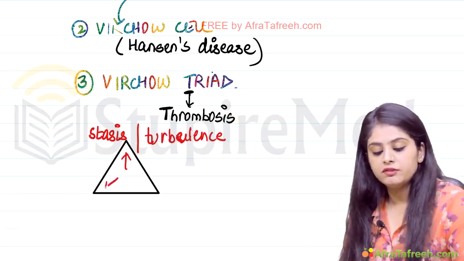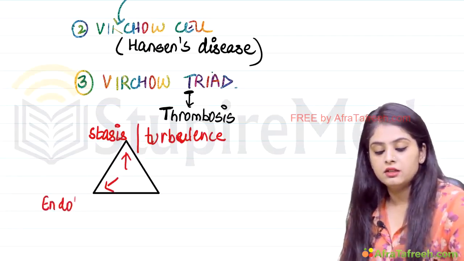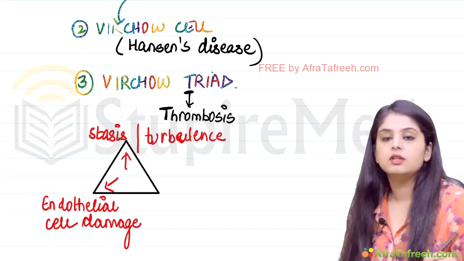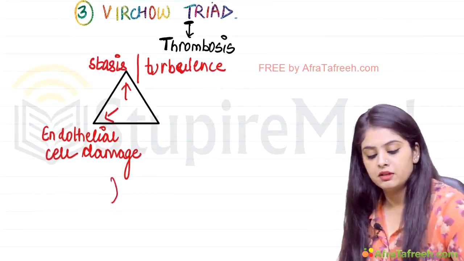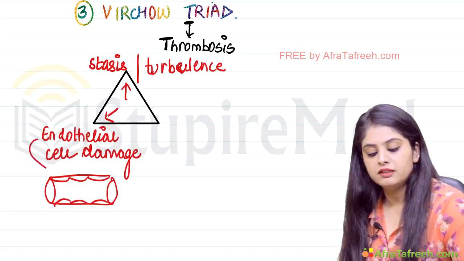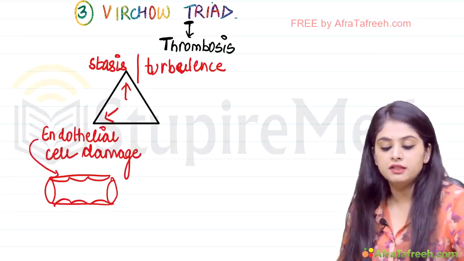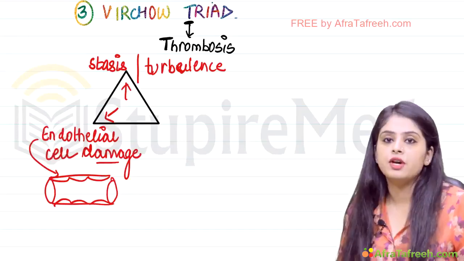The next part of this particular triad is endothelial cell damage. What are endothelial cells? If this is, for example, a blood vessel, the cells that are lining the blood vessels are the endothelial cells. So, endothelial cells are the cells lining a blood vessel. When they undergo damage, that becomes the second part of this triad.